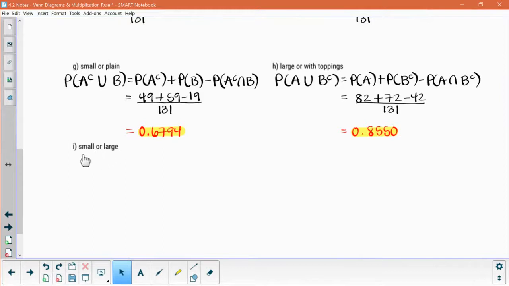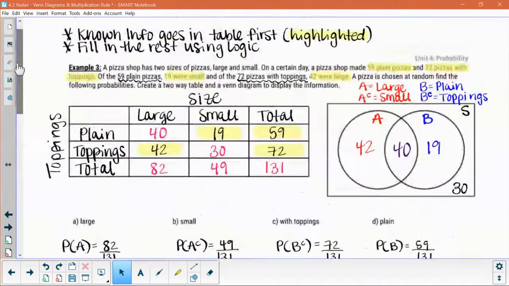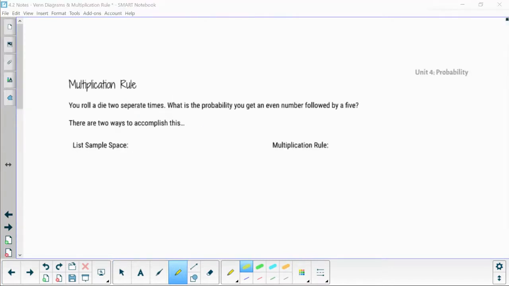And then for my last question, this one is easy, the easiest one you're going to come across. What's the probability of a small pizza or a large pizza? So probability of A complement or A. Well, you only had two options. You had small or large. And if I want A, that's the entire circle A. And if I want A complement, that's everything outside of circle A. So basically, I'm shading the whole Venn diagram, the whole sample space. So this is going to total out to be 1 or 100%.